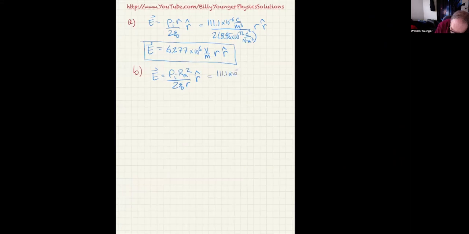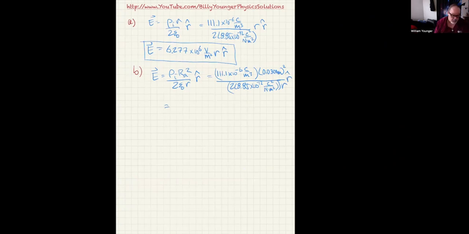111.1 times 10 to the negative 6 coulombs per cubic meter times, now in this case, RA, we know is 0.0300 meters squared. All of that will be divided by 2 times 8.85 times 10 to the negative 12th coulomb squared per Newton meter squared. Technically, that should be the units that I got before, since I have an R there. I should have put a 2 there. I'm fixing it there now. But anyways, this will be in the bottom, and then times an R, and then times an R hat.